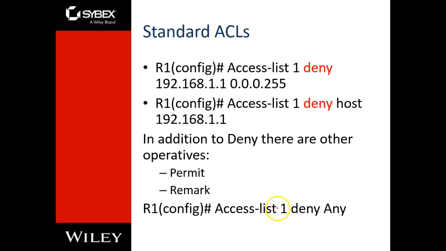And the only protocol that we really use anymore is IP. So here is what one would look like. Access list 1, deny 192.168.1.1, 0.0.0.255, a wildcard mask. And what we're really taking here is the increments.